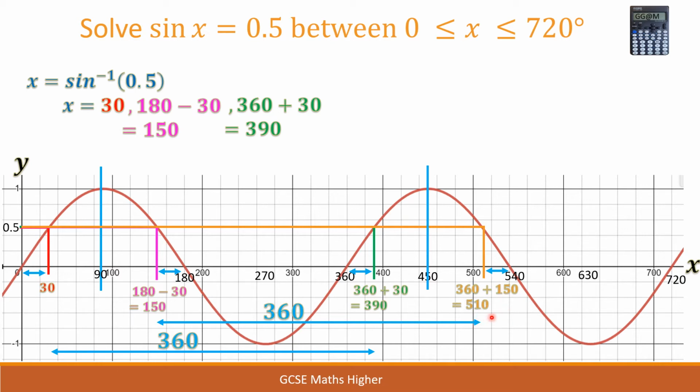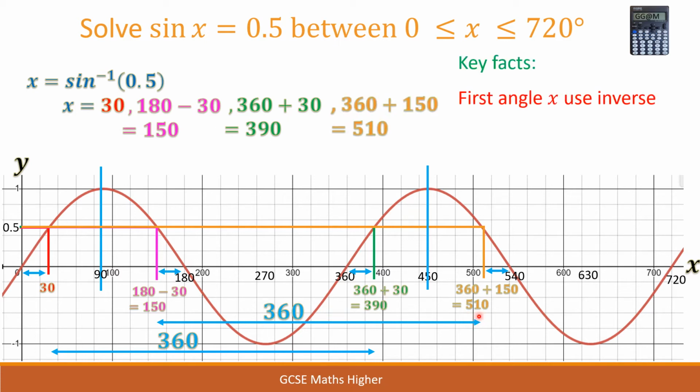It doesn't matter which way round you do it, but it is easier to think of one method that suits all, and the method that works for every single case is adding 360 to your second angle. So if we work out our first angle, we do 180 minus the angle to get the second angle. To get the third angle, we add on 360 to our first angle. To get our fourth angle, we take the second angle and add 360 onto it to give you the 510.